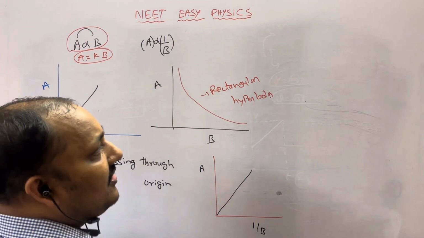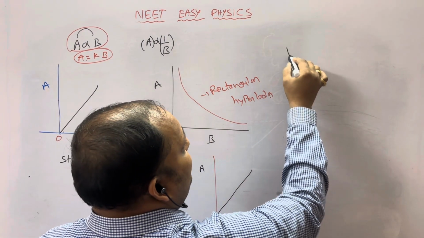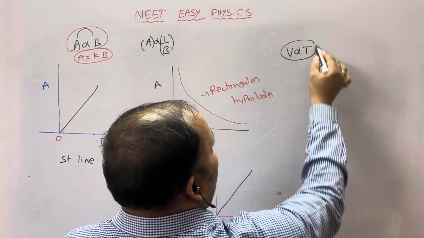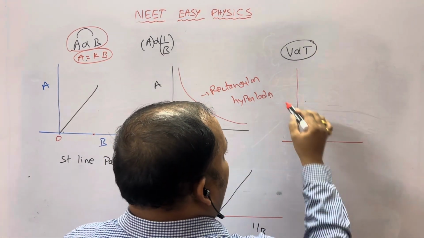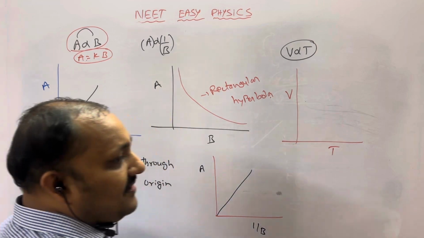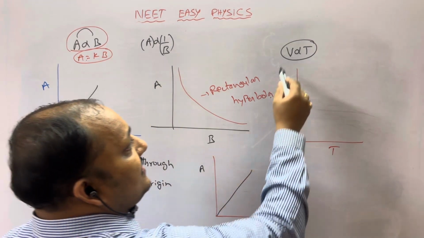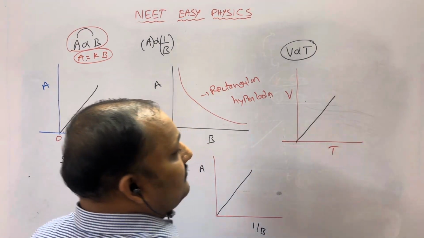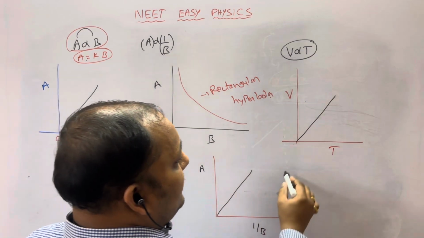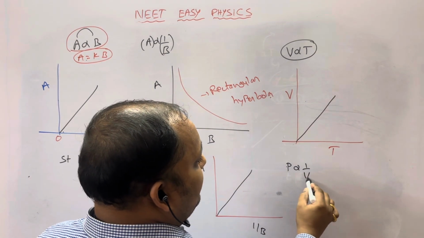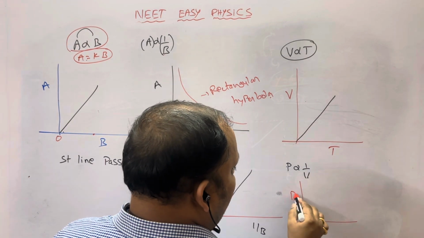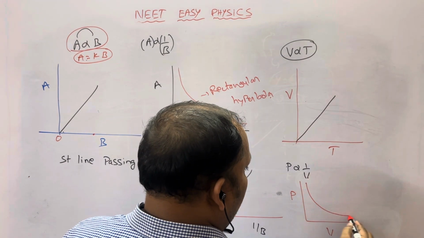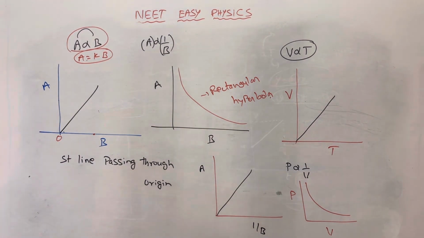So where are you going to get all these in physics? Let us assume volume is directly proportional to the absolute temperature of the gas. Then what is the nature of the graph? A straight line passing through the origin. Pressure is inversely proportional to the volume of the gas, Boyle's law. Then how will the PV graph come? A rectangular hyperbola. Isn't it?